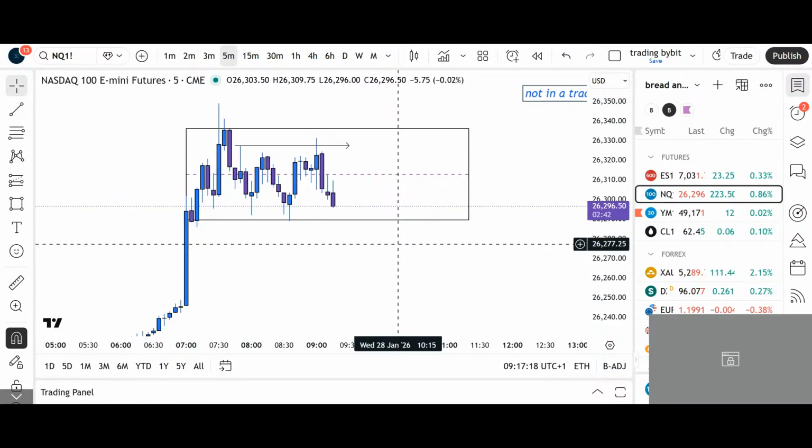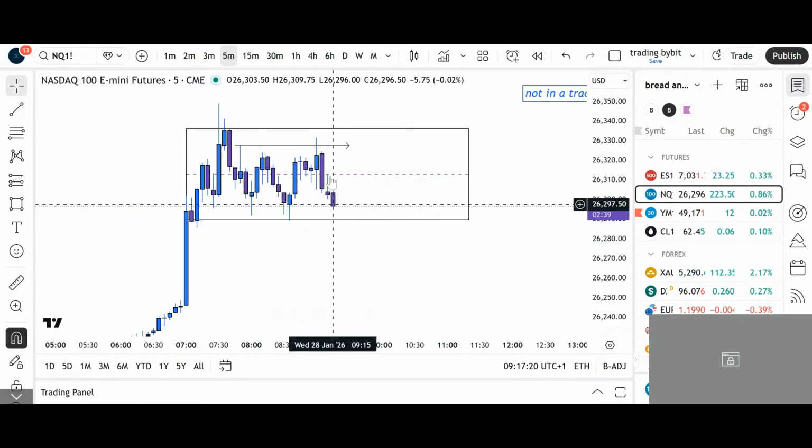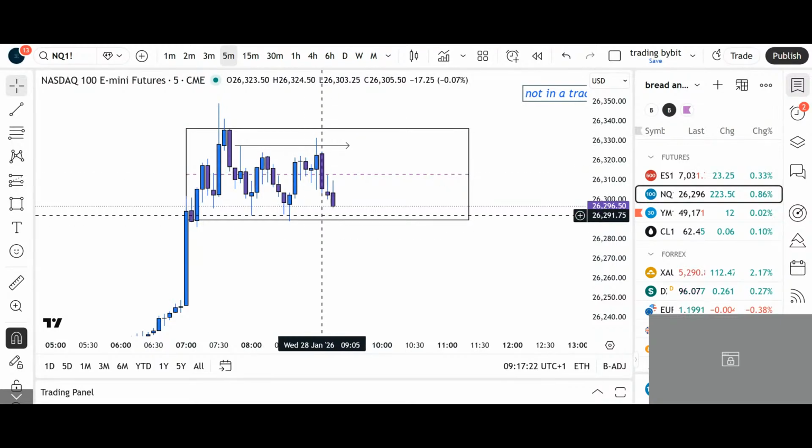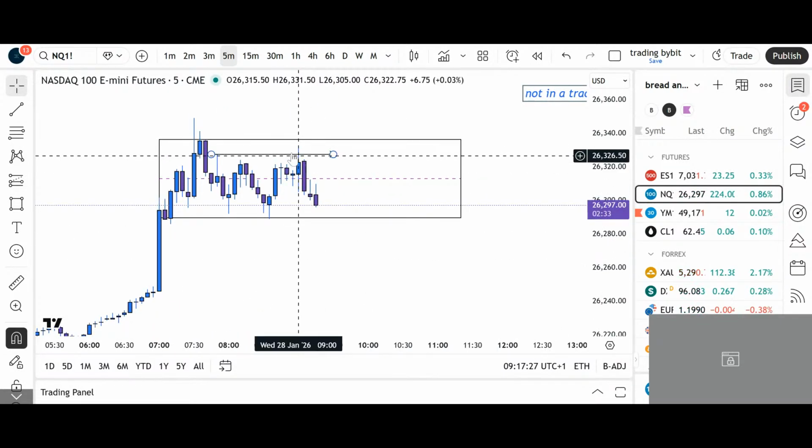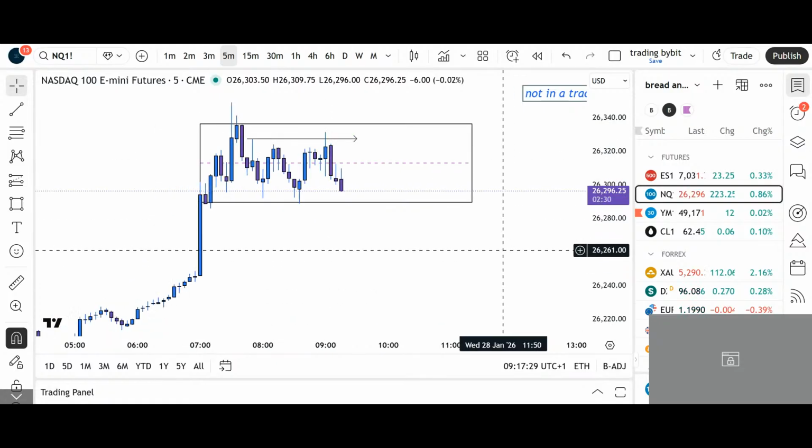Even though there is a possibility that we go down further, I would still recommend to be patient until you actually see that movement happening. Don't start jumping in it from just straight open. That would not be smart. Just be patient.